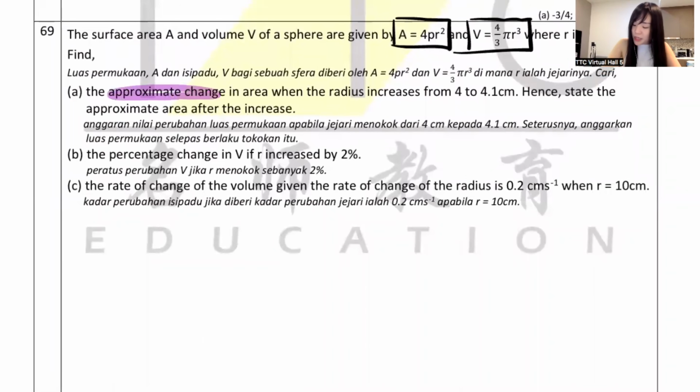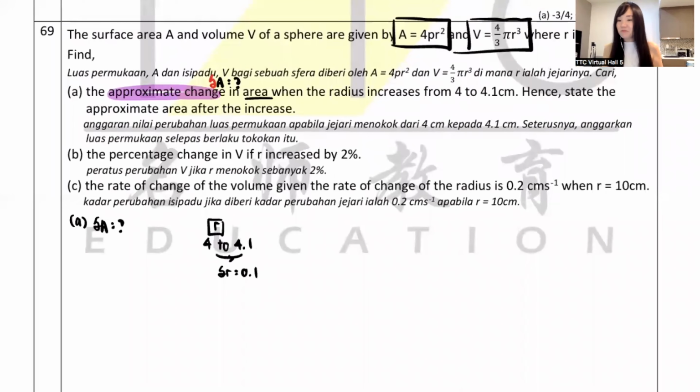Okay, approximate change. Guys, delta again. So they want to find the delta A. They say when the radius increases from 4 to 4.1. So I think you guys know the small change is 0.1 because you increase by that. Okay, thank you, Vima. Hence, state the approximate.